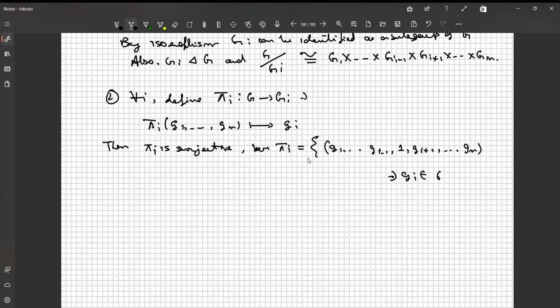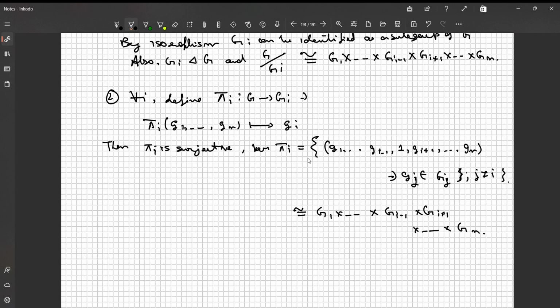So the kernel of pi i will be the collection of all the elements of the form g1, and so on to gi minus 1, then you have a 1, then you have gi plus 1, and so on till gn, such that each gj comes from capital Gj. Let's use gj here because we have already used i. And to be precise, j is not equal to i. But observe that this is simply isomorphic to G1 cross G2 cross Gi minus 1 cross Gi plus 1 and so on till Gn.